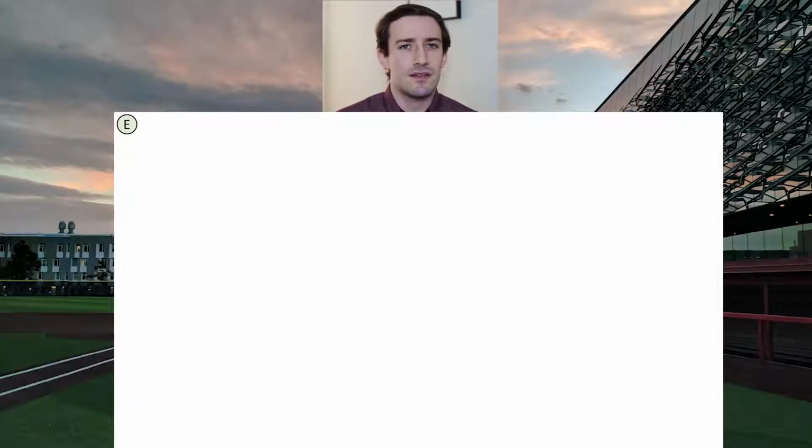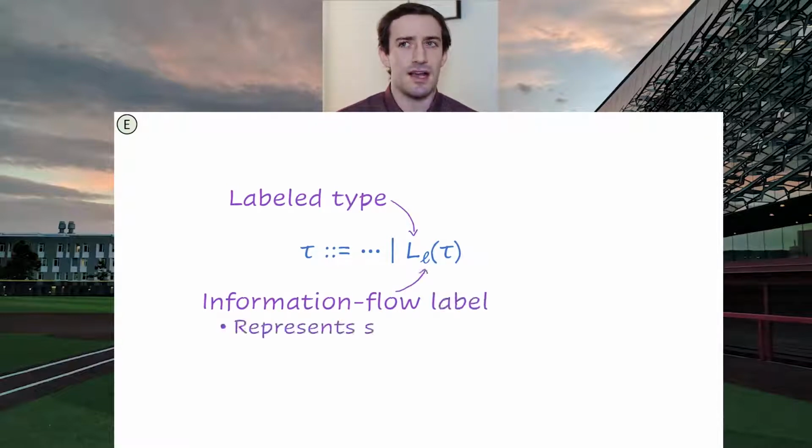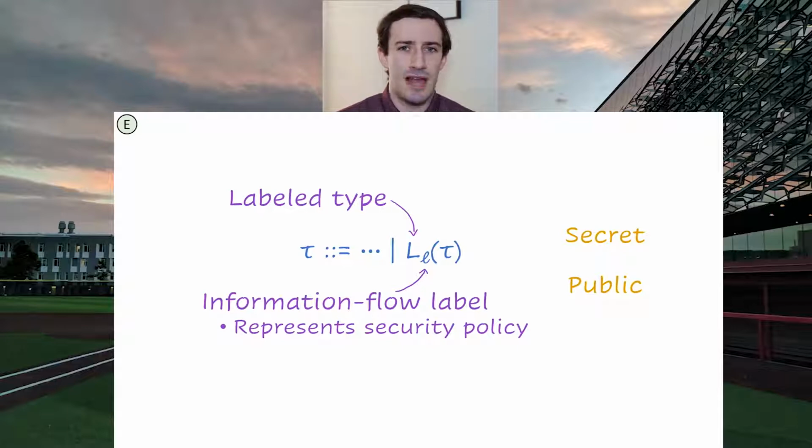The core idea is that we add a new type constructor, this L sub L of tau thing, that represents labeling a type tau with a security policy L. The most common policies are confidentiality, so this might be secret or public. Usually, information flow labels form a lattice, but all that really matters is that they form a preorder. So here, public data can influence secret data, but not vice versa.